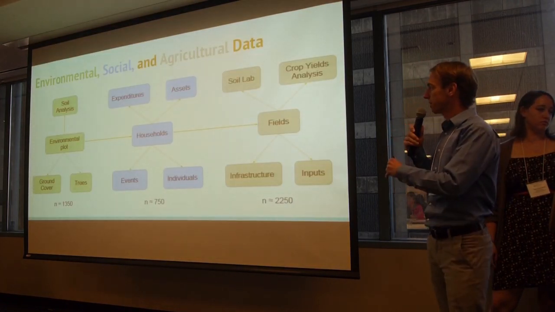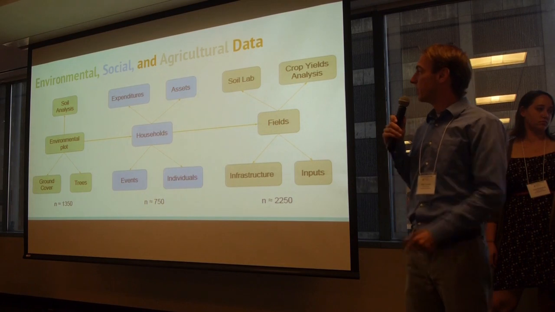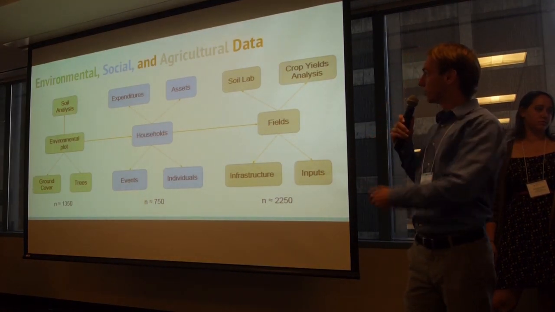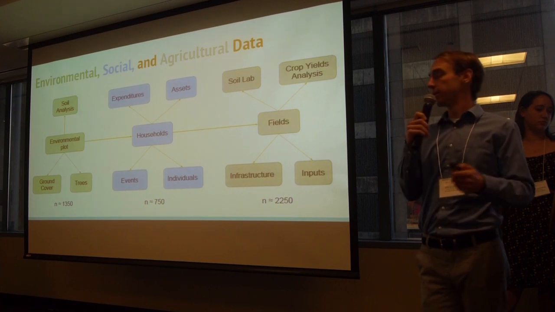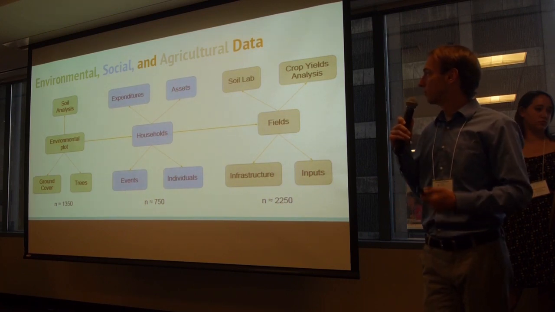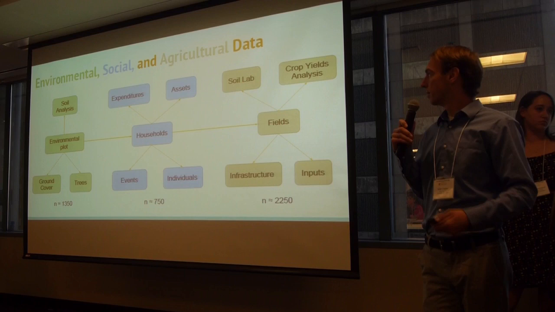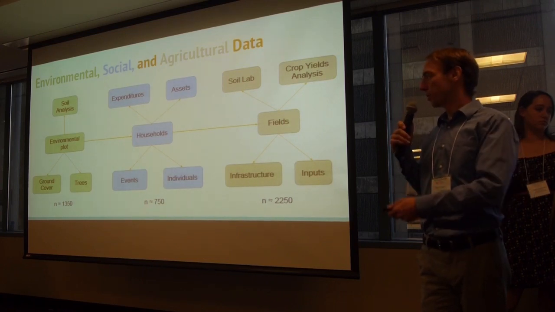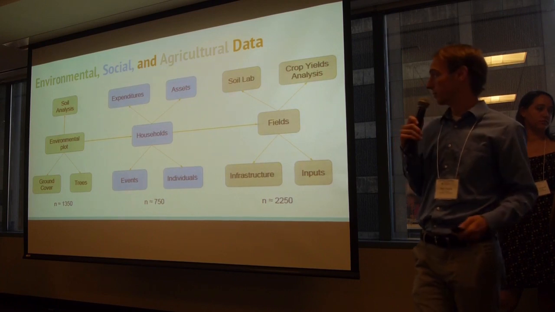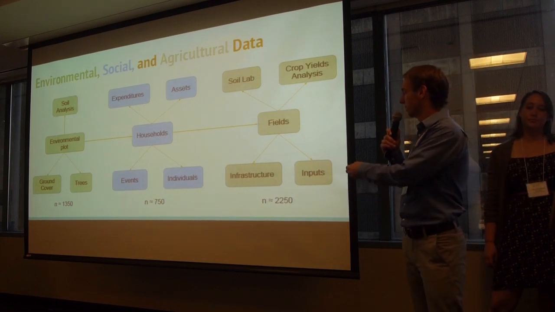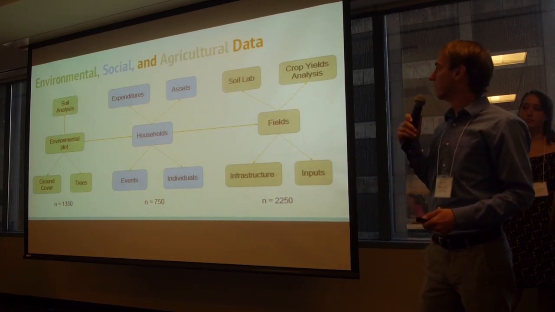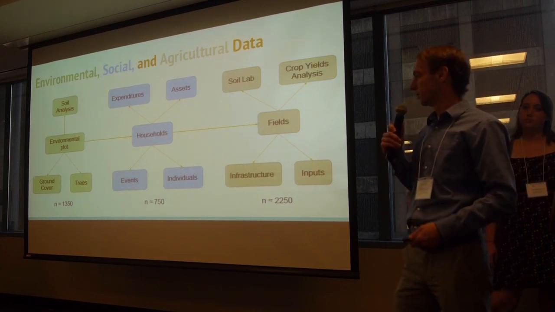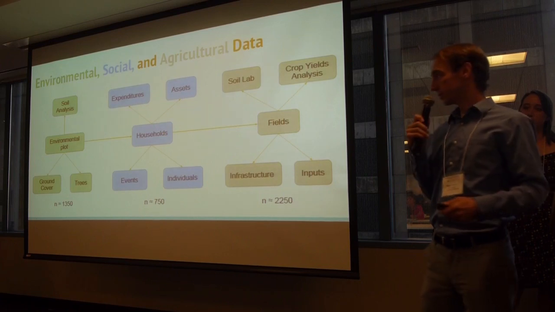So here's a simplified schema of the data we collected. For households, we conducted surveys, asked people all about their household economy, income, assets, events and shocks, demographic data about all the individuals, education levels. For every household, we asked about their fields, collected soil analysis in their fields, looked at crop yields, inputs, farming practices.